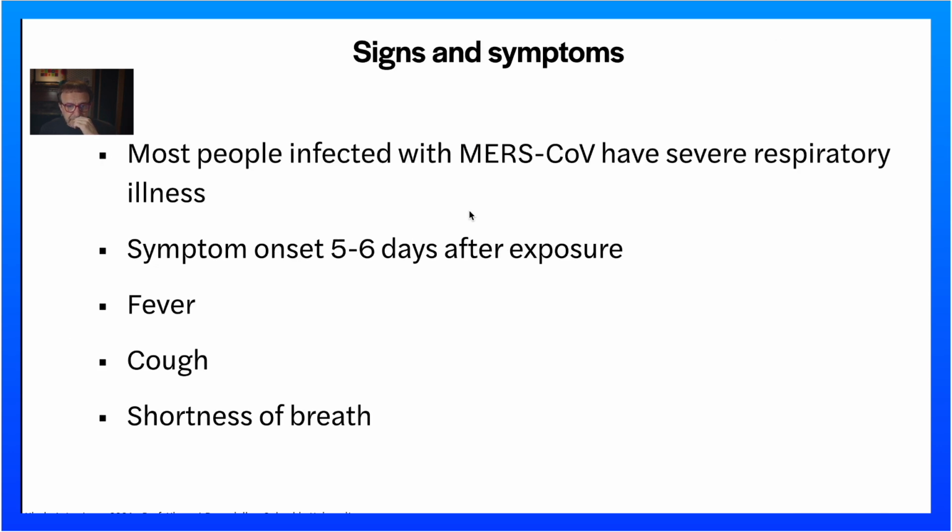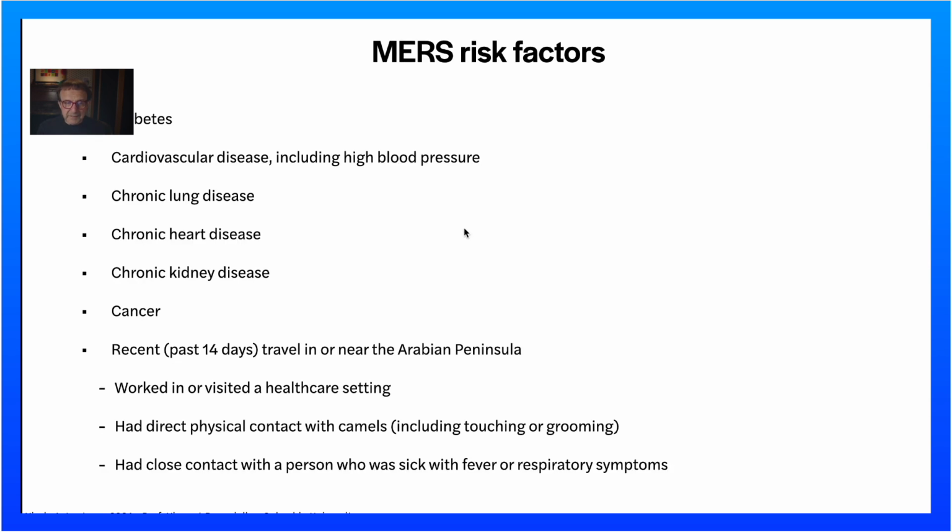And it would be nice to find out, because understanding what controls infection and disease is important, right? So some of the signs and symptoms, this is a very typical severe acute respiratory disease. Most people have a severe respiratory disease, symptom onset 5 or 6 days after exposure, fever, cough, shortness of breath. Risk factors.